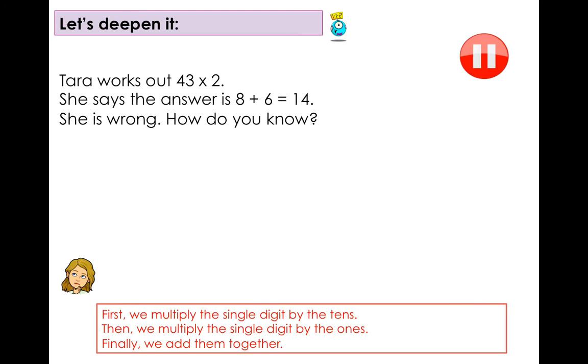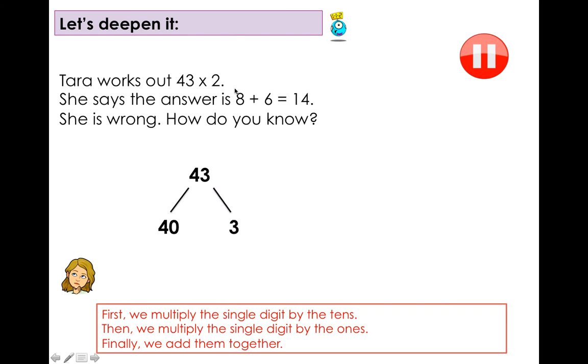Now, remember the steps that we have to go through to work out the answer. I want you to pause the video. Can you spot what mistake Tara has made? What did you think? Could you work out what she'd done wrong? Well, let's work through the question together and see if we can spot it. So, first of all, like we've been doing, I'm going to partition 43 into tens and ones. So I've got 4 tens, 40, and I've got 3 ones.